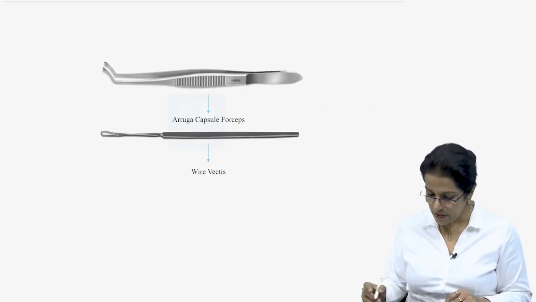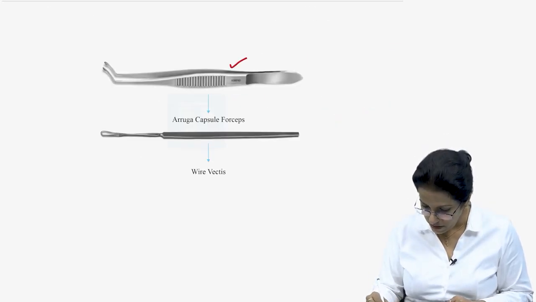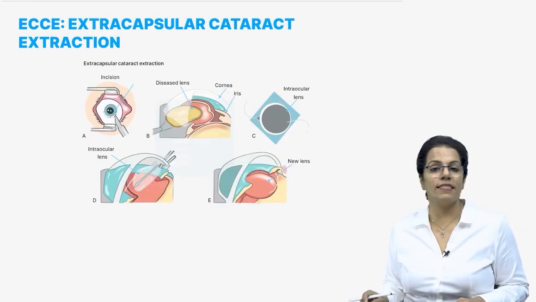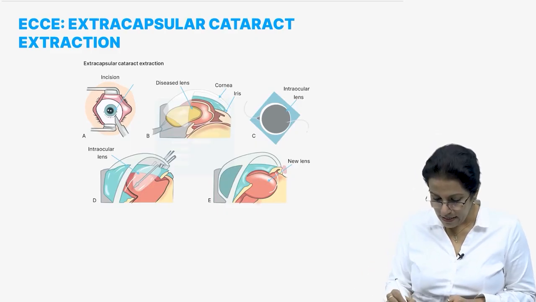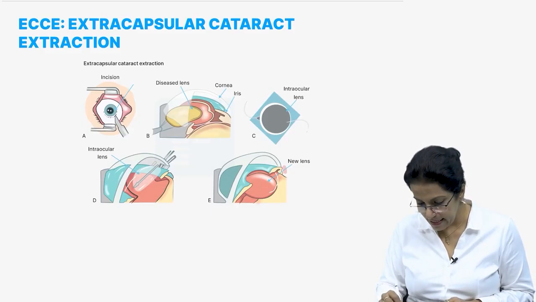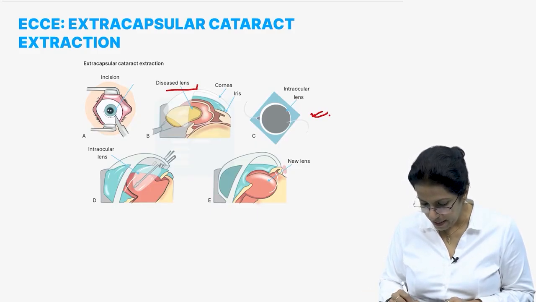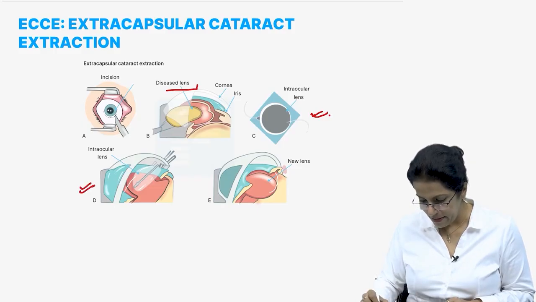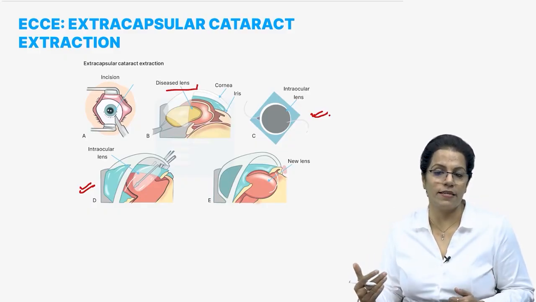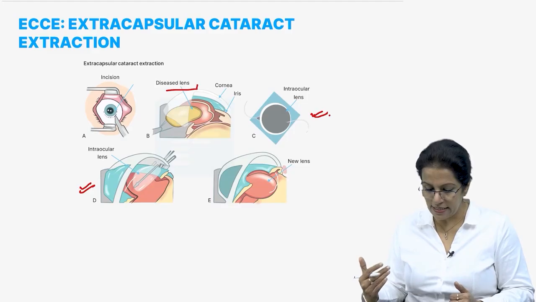We come to the next. Look at this slide also. This one is your Arruga's forceps, and this is the wire vectis. The next surgery is ECCE with PCIOL, extracapsular cataract extraction. We make a big incision, remove the cataractous lens, and put an intraocular lens inside the eye. So this is replacing the cataractous lens with the intraocular lens. This is ECCE with PCIOL.